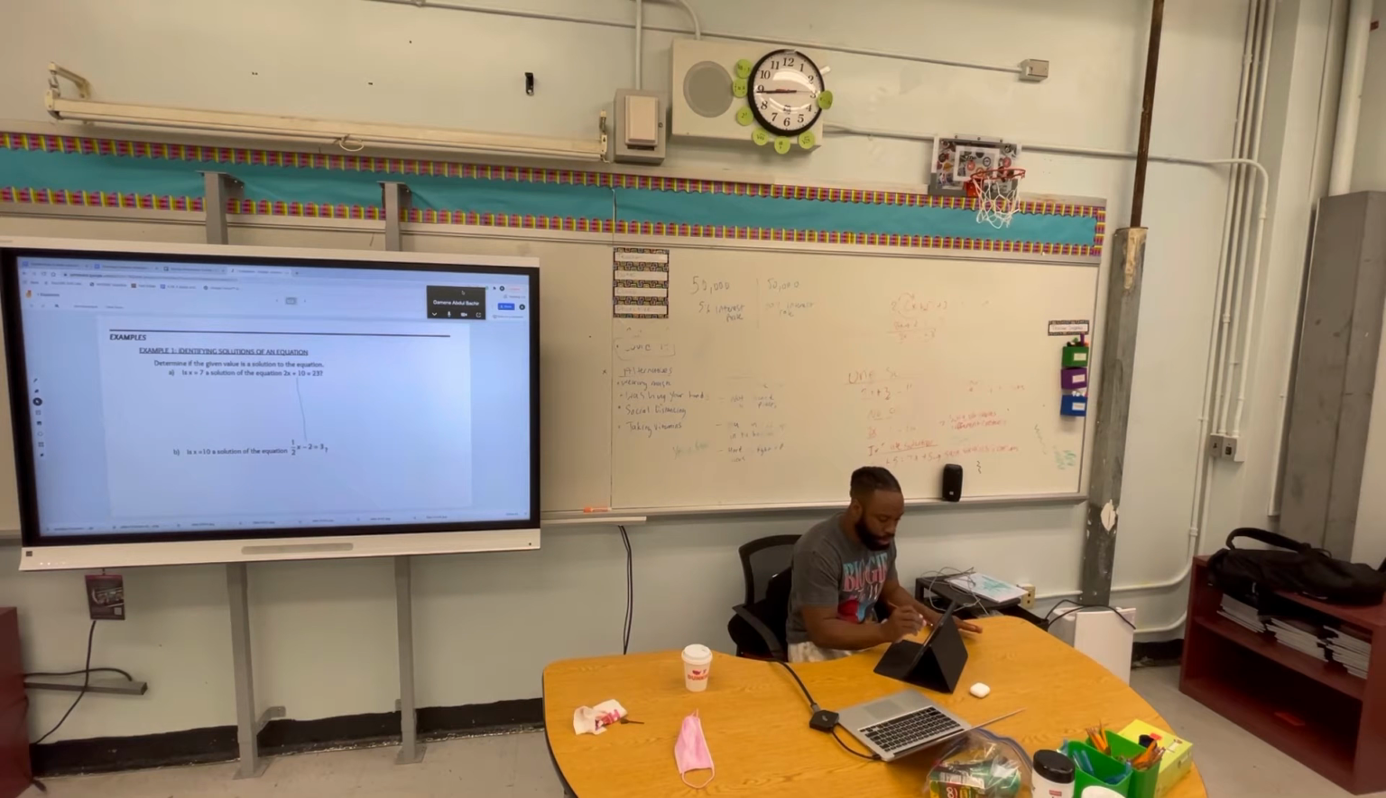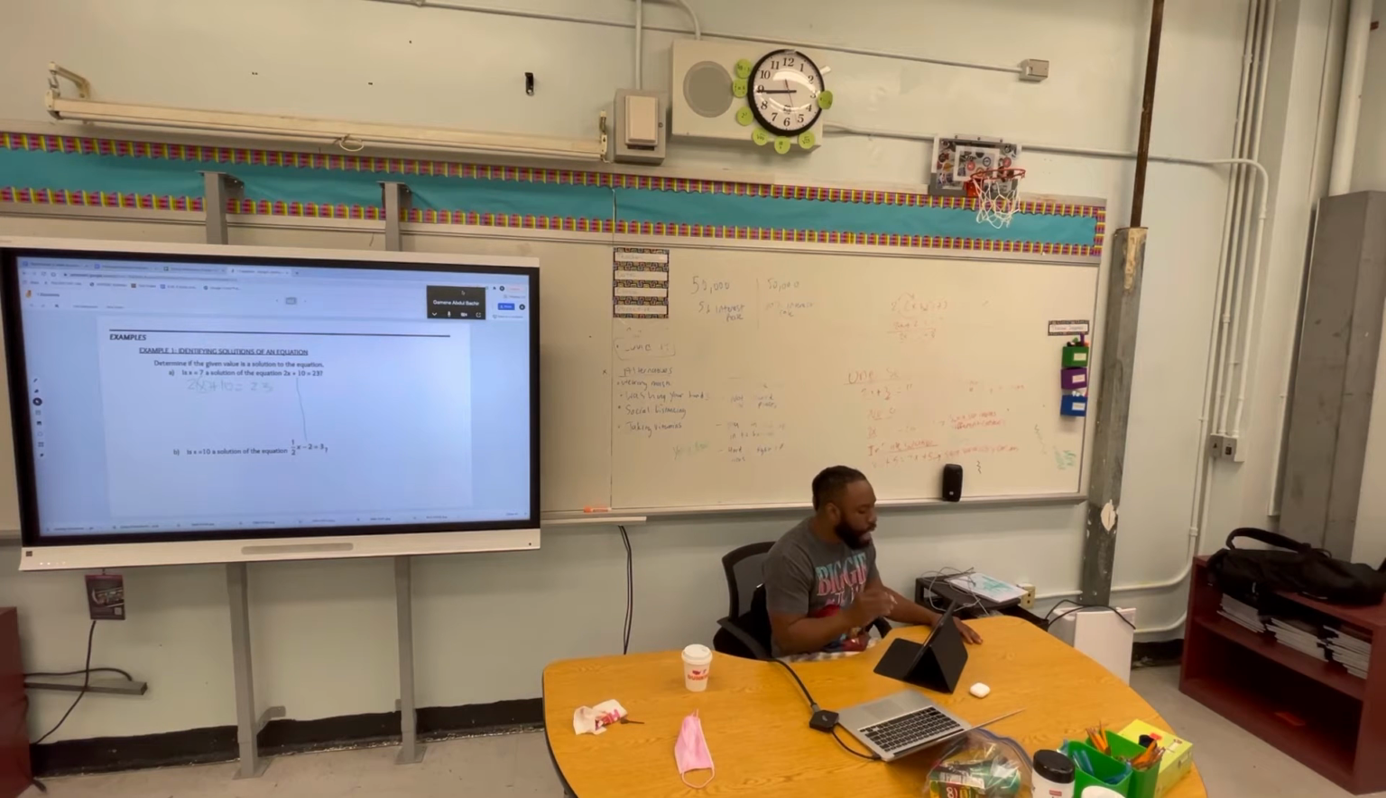So let's rewrite this equation here: 2x plus 10 equals 23. You see where this x is? I'm going to plug in or substitute the value of 7 wherever x is, because here it says x equals 7, correct? So I'm going to put 7 wherever I see x.